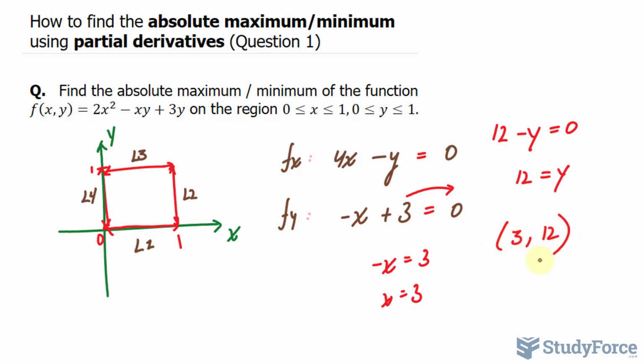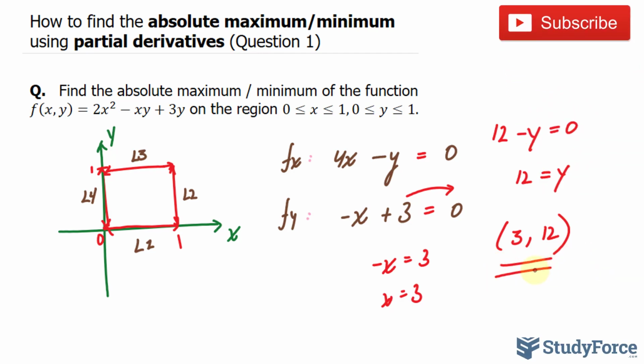Now notice what they've given us here. They've told us that the region is bound within this box, except our critical point is outside of this box. Therefore, we cannot use this critical point to find the absolute maximum or minimum. Instead, what we have to do is analyze what happens along this line, this line, this line, and this line individually. If you're confused by that, here's what I mean.